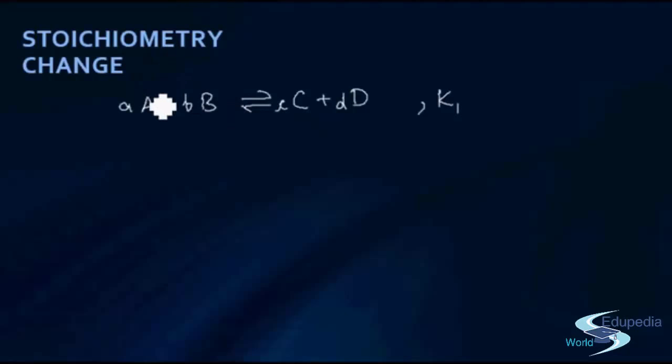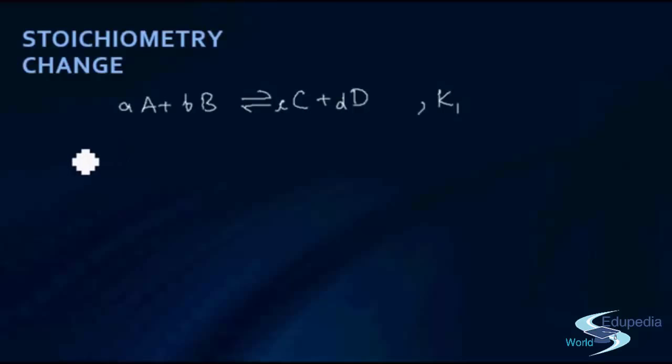I can change the stoichiometry by multiplying with the same factor, say n, on both sides of my chemical reaction. So n can be any number. It can be a whole number, it can be a fraction. It cannot be negative. Let's not take it as a negative number, but any positive number. So that's how I can change stoichiometry.